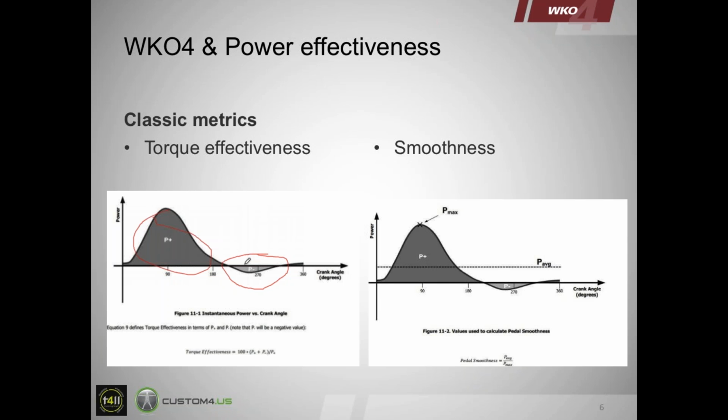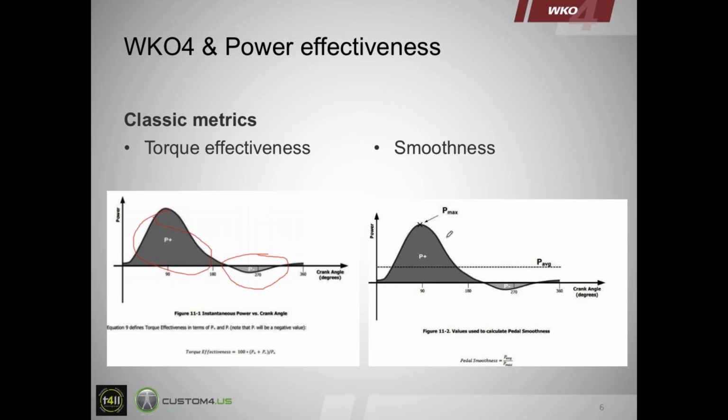Cyclists who brake the pedals, for example, tend to have more negative force here and less positive force or power here. The other one is smoothness, and this one explains how smoothly power is delivered to the pedal through the revolution. It's calculated with the division of average power by P max, and explains more or less how punchy or how smooth you pedal.